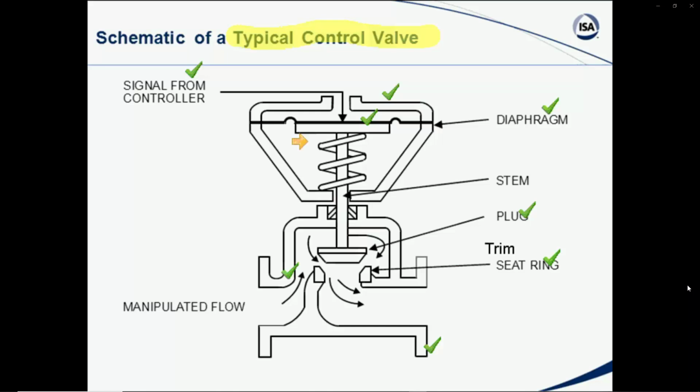The spring is compressed as we move this down, and this would give us a fail open, air to close valve. In other words, increasing air pressure, in this case pneumatic air pressure, would move the stem down, seating the plug into the seat ring. If you remove all of the air pressure, the valve would then return to a full open position. This gives a fail open, air to close operation.